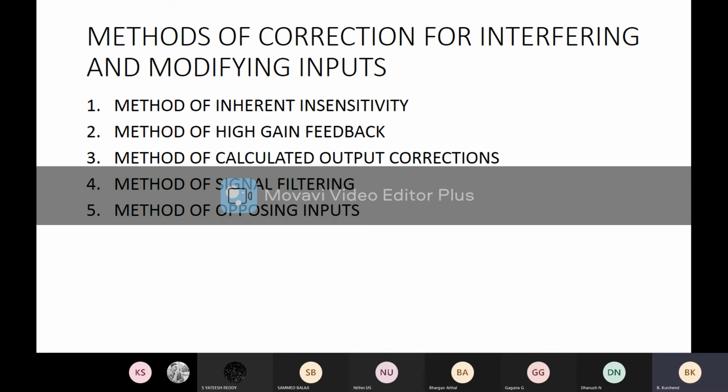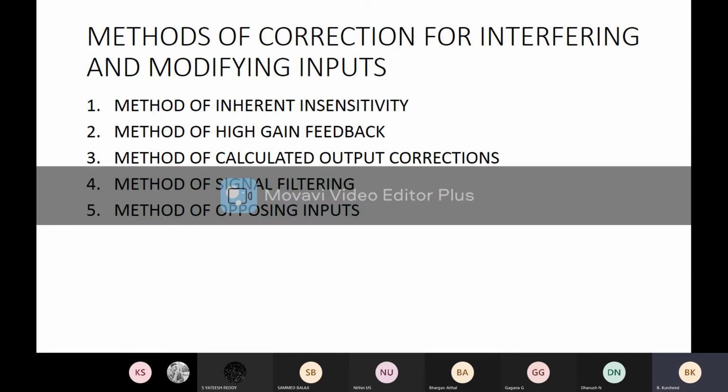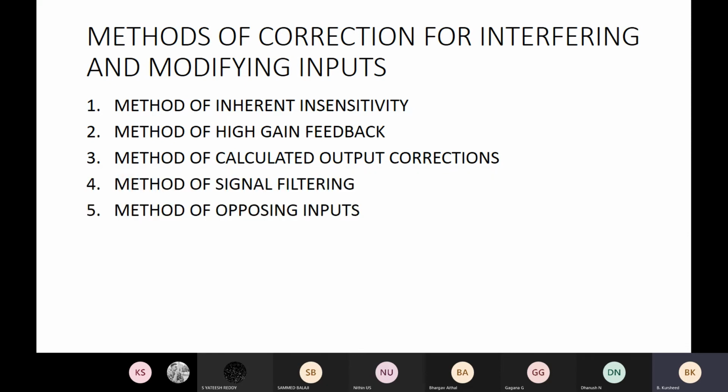There are 5 methods: method of inherent insensitivity, method of high gain feedback, method of calculated output corrections, method of signal filtering, and method of opposing inputs. Any one method they may ask in the exam. If they are asking for 12 marks, then all the methods they may ask. If not, each method they will ask for 6 marks.